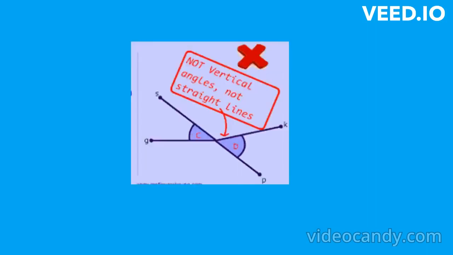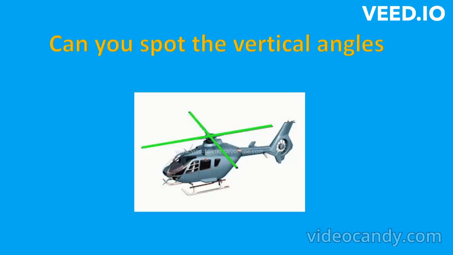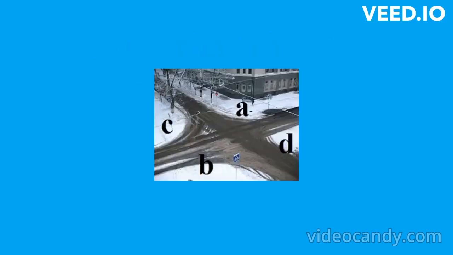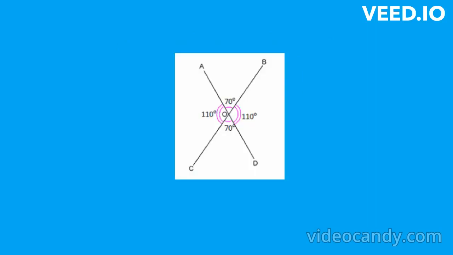But these are not vertical because they are not straight lines if you observe. Vertical angles are always equal. Can you spot the vertical angles here? Angles 1 and 2 are vertical angles which are equal, vertically opposite angles. A and B are vertically opposite, C and D are vertically opposite and hence equal.